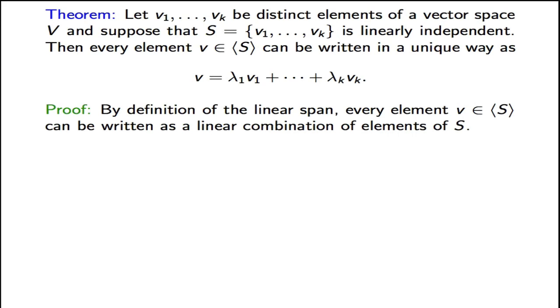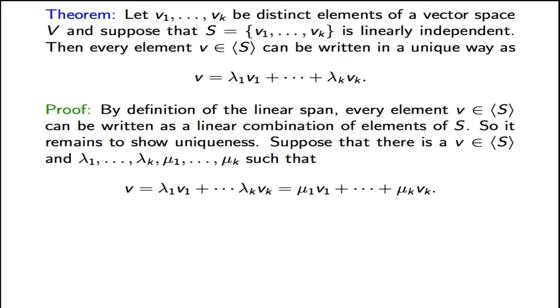So let's prove this. And just by the definition of linear span, every element in the linear span can be written in such a way. So the whole point of the theorem is that this representation is unique. So let's suppose that this is not the case, that we have an element v of the linear span, and we have lambda 1 up to lambda k, mu 1 up to mu k, such that v is equal to lambda 1 times v1 plus dot dot dot plus lambda k times vk, and is equal to mu 1 times v1 plus dot dot dot plus mu k times vk.